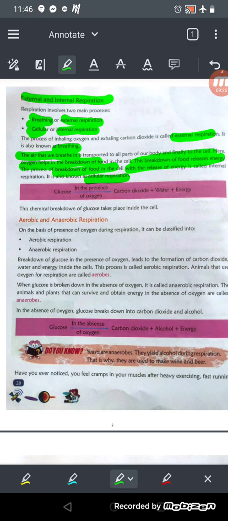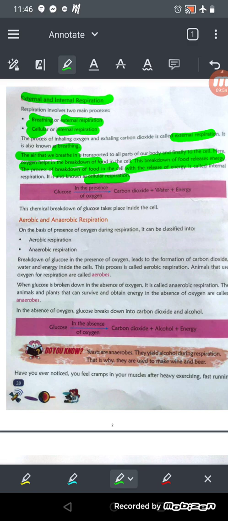What is internal respiration or cellular respiration? The air we breathe in is transported to the different parts of our body and to the cell as well. There the oxygen helps the breakdown of food into energy and carbon dioxide. The breaking down of food into energy and carbon dioxide in the cell is known as internal respiration or cellular respiration. Okay, I hope you are clear with this.